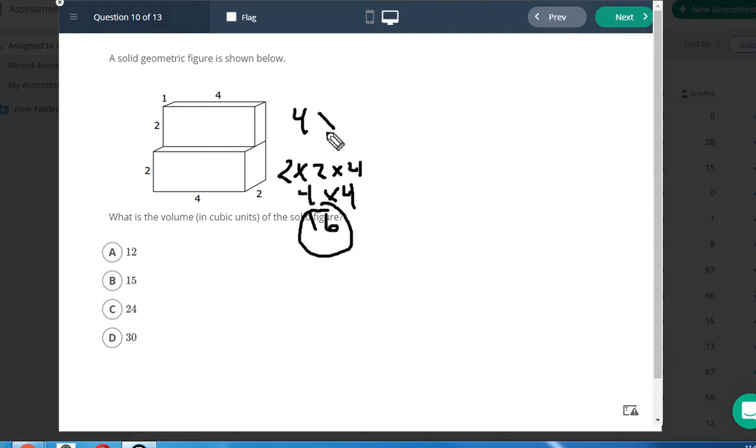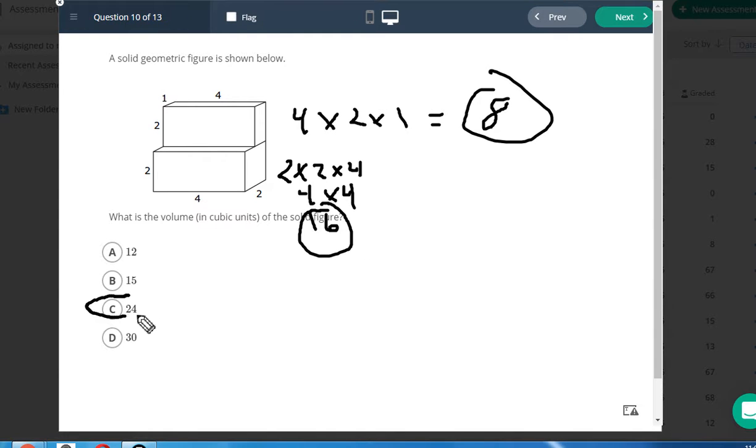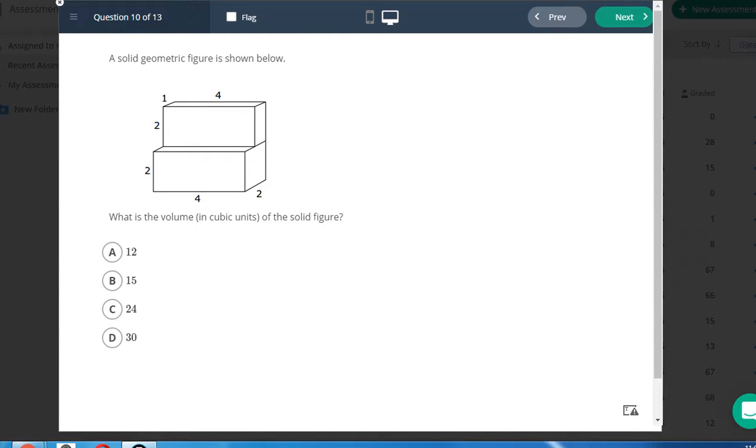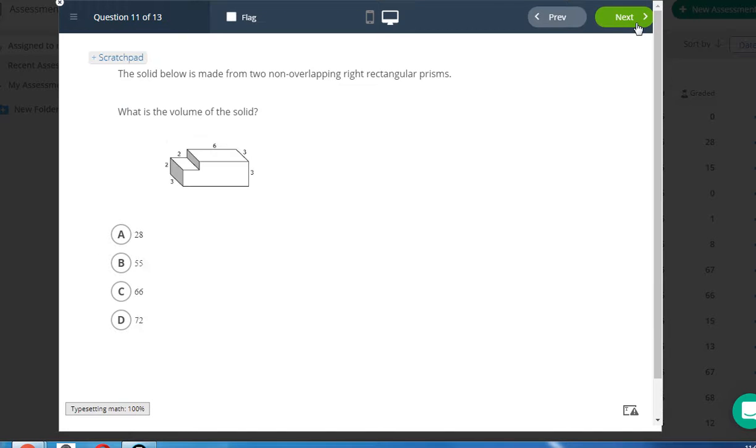So it's 4 times 2 times 1, which is really just 4 times 2, which is 8. Okay, so that's the top box, and it looks like the top box is half of the bottom box. Okay, so when you're doing that, you would find out that this is really like 24. Okay, let's look at it. Next question.